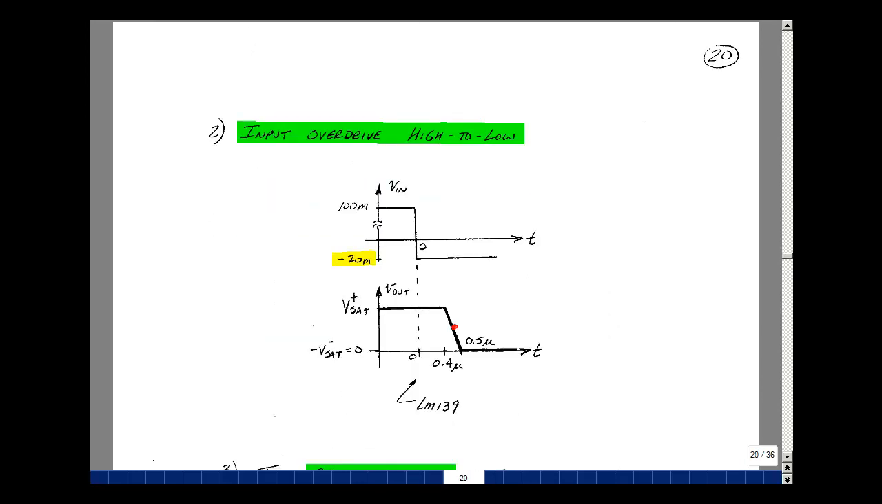Our next parameter is input overdrive, but this time from high to low. So if you started out with a high voltage, the output in the comparator would be high. And then when you went below 0 volts, the output would eventually go to the negative power supply, or roughly 0 volts. In this case, I overshot by 20 millivolts, in other words, more negative than 0 by 20 millivolts. That caused a time delay to occur, and eventually a fall time. If you go more negative than 20, the time delay will shorten and the fall time will shorten.